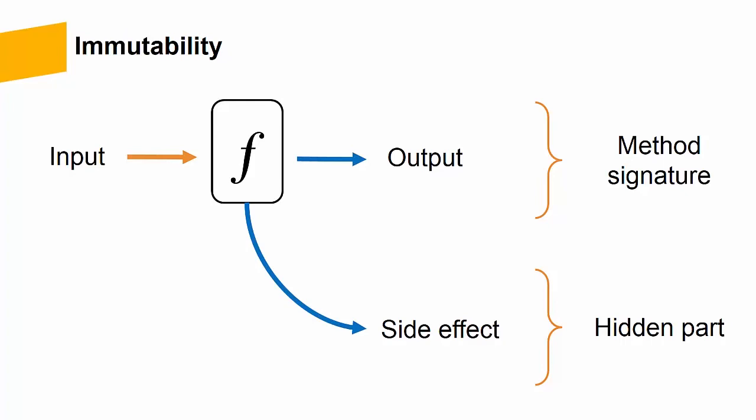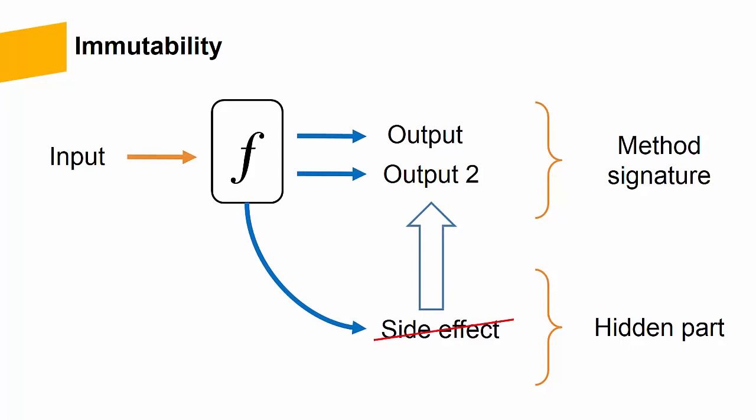The problem which hinders our ability to reason about the code. So what immutability does is it forces you to reveal this hidden part and lift the side effect into the signature level, make it visible, so to speak.